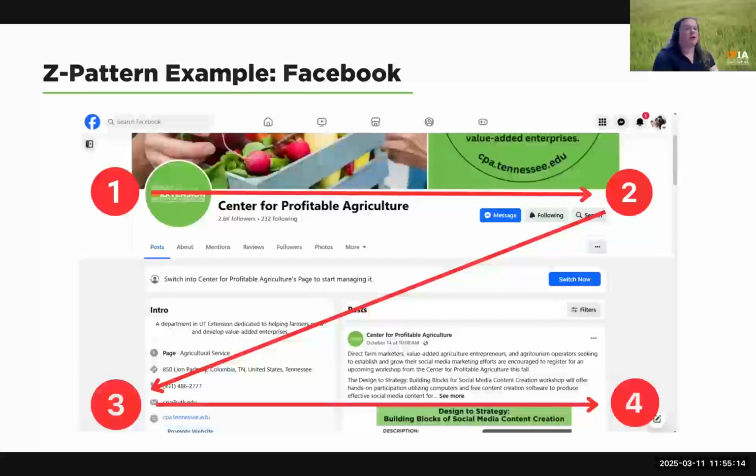And I've got an example here of a Z pattern eye tracking. This is a screenshot from Facebook, actually from the center's Facebook page. So you can see when we land on this page, hopefully you'd start over here in the top left, we'd move across and then come down and then back over to the right again. So I marked 1, 2, 3, 4 of where you would follow this Z pattern if you're taking a look at this page.